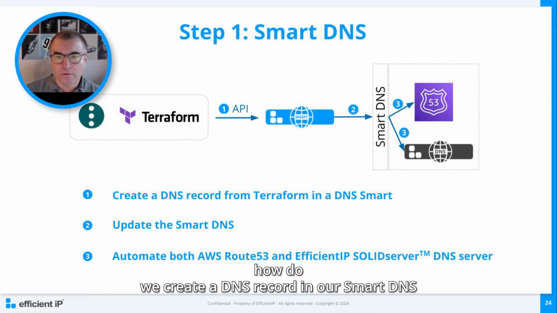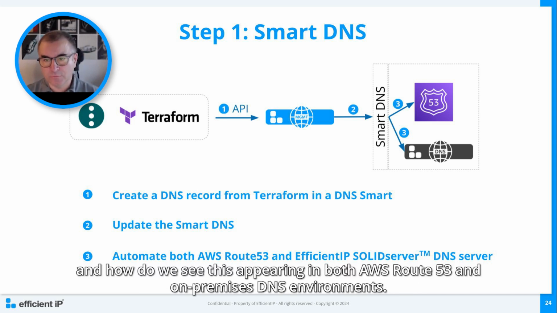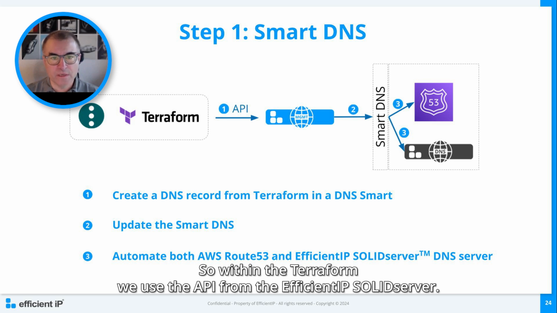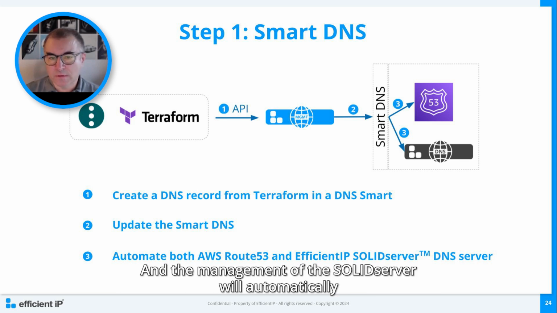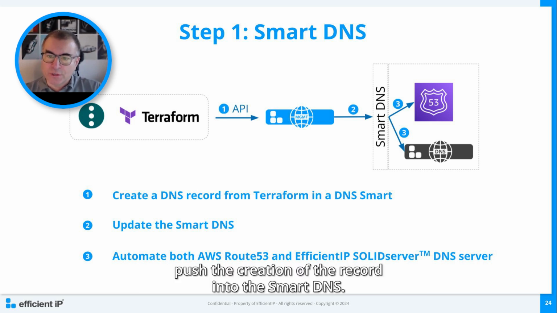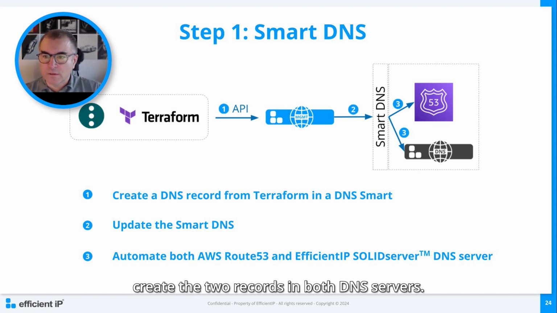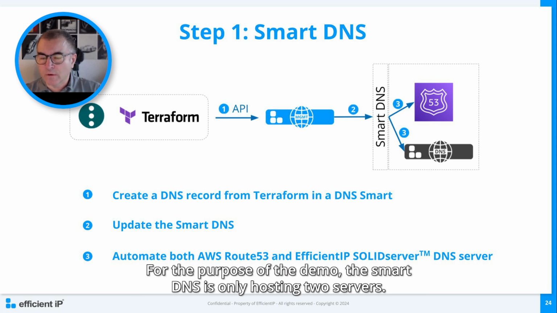First step: how do we create a record in our Smart DNS, and how do we see this sharing in both environments? Within Terraform, we use the API from the Solid Server, and the management of the Solid Server will automatically push the creation of the record into the Smart DNS, and the Smart DNS will take the lead now to automatically create the two records in both servers.